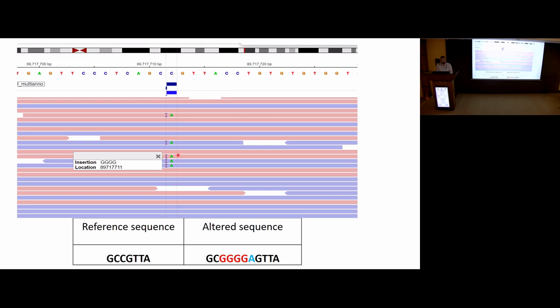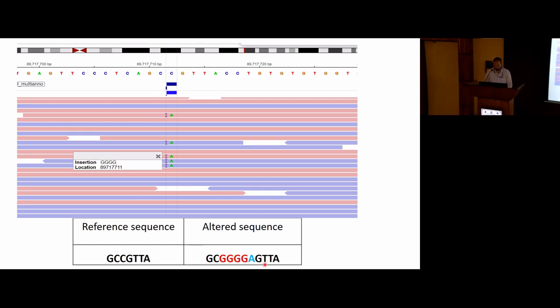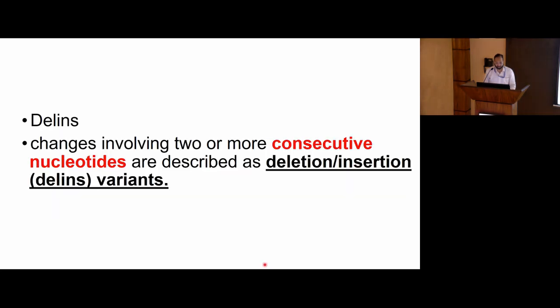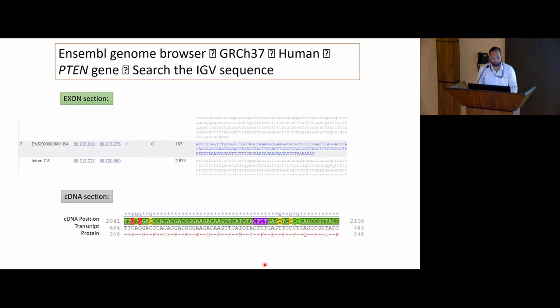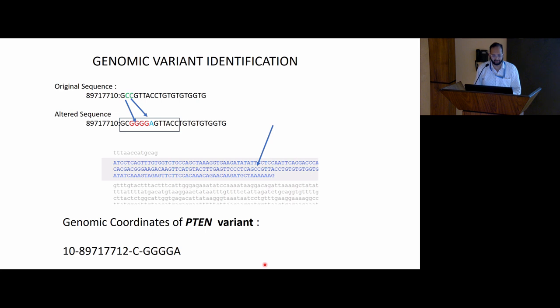So based on this, my reference sequence would be GCC, GTTA, and my altered sequence would be, in place of C, an insertion of GGGG, and then this C is changed to A. So this is a delins, where the change is happening in consecutive nucleotides. Let's follow this. We go to Ensembl, we check the exon, we see the cDNA, and we see the exact position where the change is happening. Now, in the Excel sheet that we have given, in the coordinates, instead of 11, we have put that the change is happening at 12.